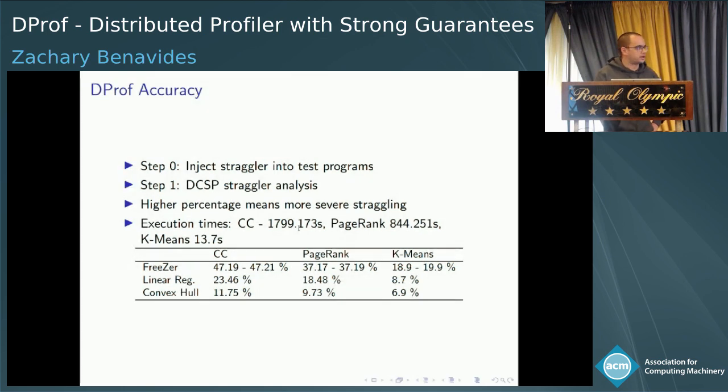As a first step, we used DCSP to perform straggler analysis to try to find the stragglers in these programs. In the table below, a higher percentage means more severe straggling, so more time was spent in a straggler state. The interesting thing to note here is that we were able to propagate the bounds all the way to the end, the final result of this analysis, and Freezer gives us pretty tight bounds on what it believes to be the straggler score in this program. The other interesting thing to note is that all 3 of these, depending on what timestamp synchronization method you use, are pretty wildly different. So at most, one of these is correct.